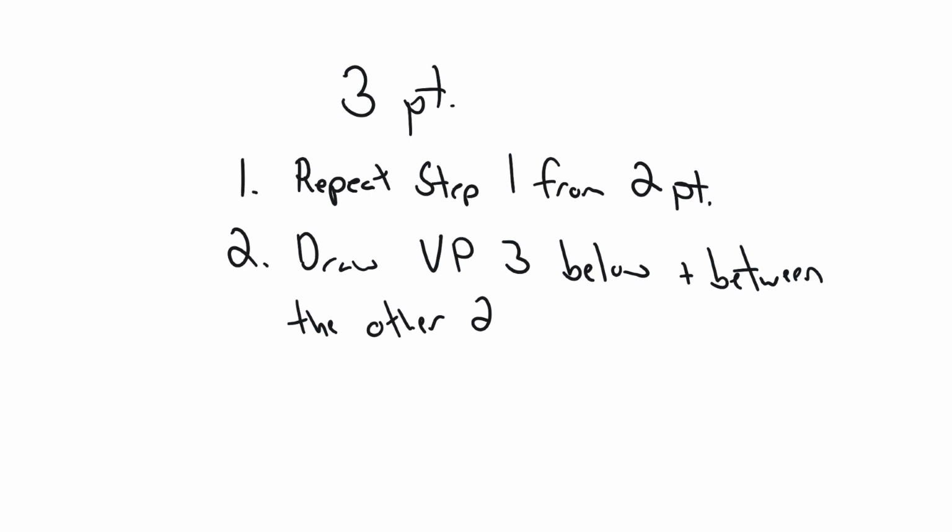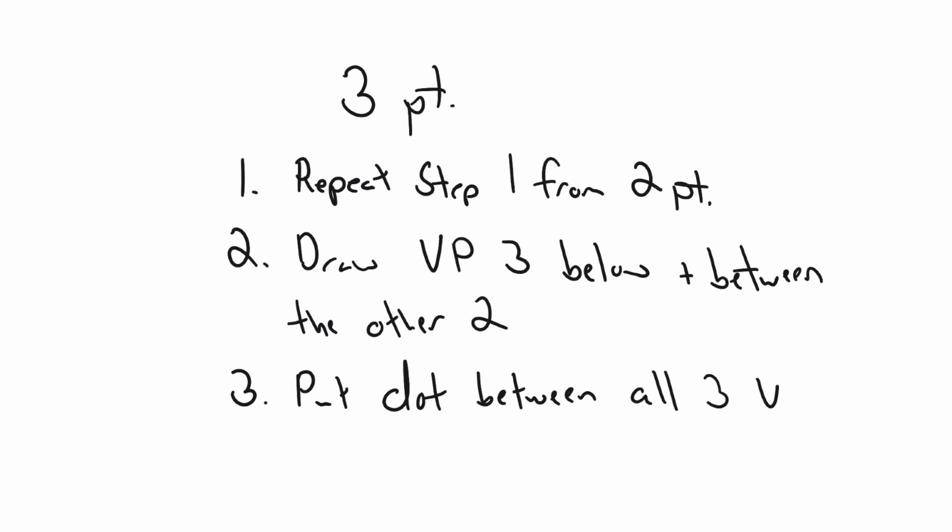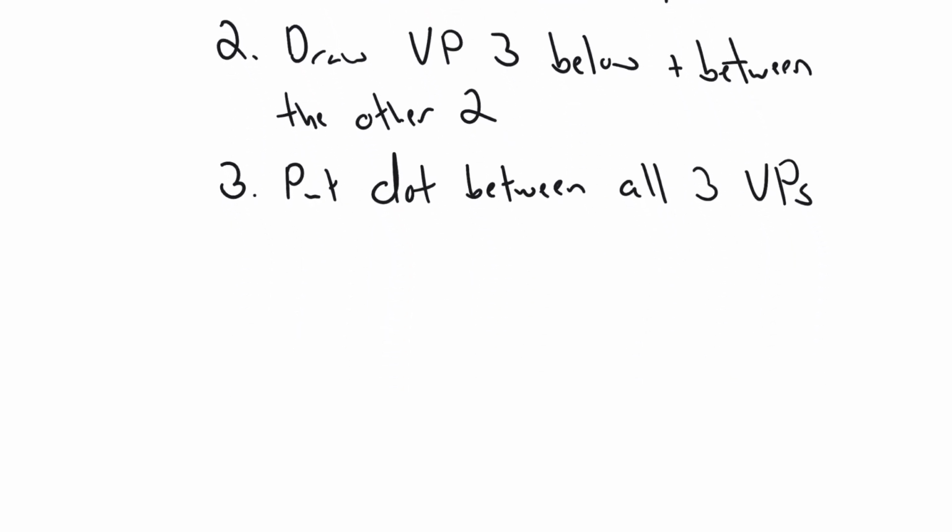Step 3 here is to go through and put a dot between all 3 of the vanishing points. Not too big of a deal. We're just going to slide on up a little bit here and move on to step 4, which is going to connect the vanishing points to the dot.